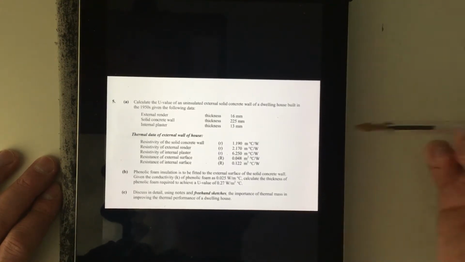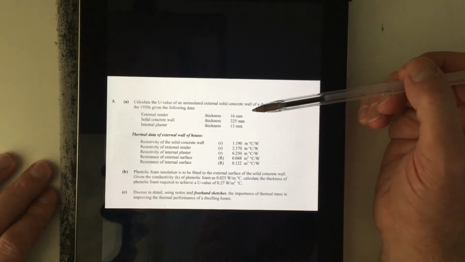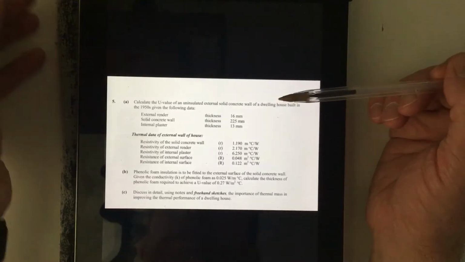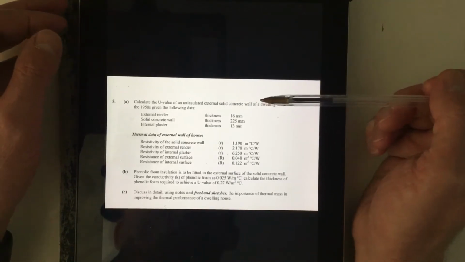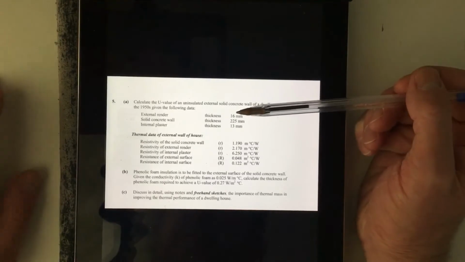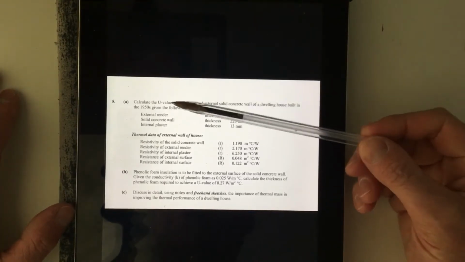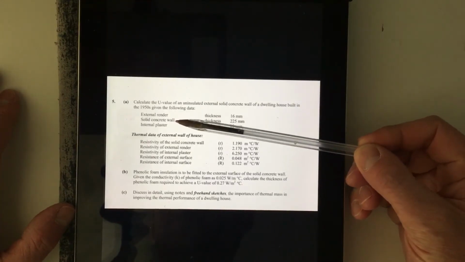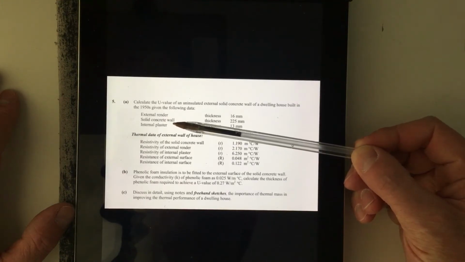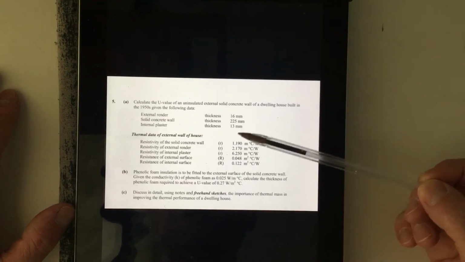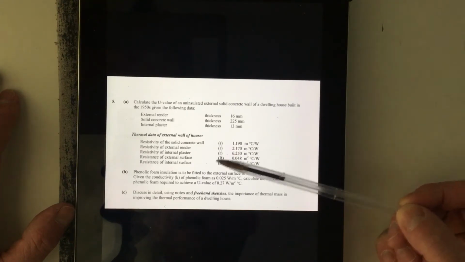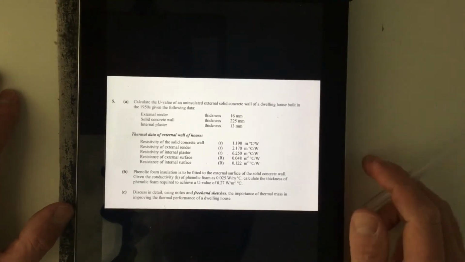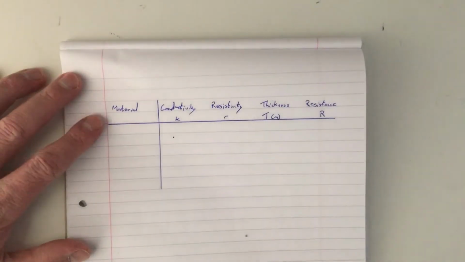Now, this is a 2010 question, and the first part, part A, is very straightforward. It's just asking you to calculate the U value of an uninsulated external solid concrete wall of a dwelling house. It was built in the 1950s and you're given the following information. So there's outside render, you have a solid concrete wall, and then you have internal plaster. So that's what my wall is made up of. And then down here, instead of conductivities, I have all resistivities, and then the resistance of my external and internal surface. So if we get going at that, I'm going to do out my table.